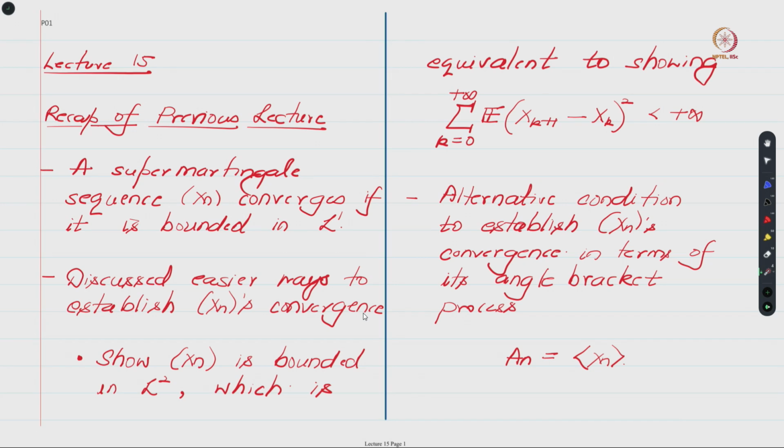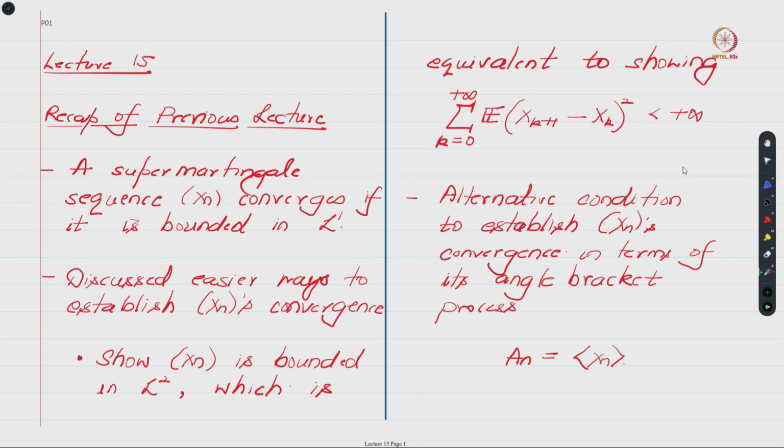One of the ways that we discussed was to show that Xn is bounded in L2 instead of L1. Showing that a sequence is bounded in L2 is equivalent to showing that the sum of the expected value of the square of the difference between successive terms, that infinite sum, is less than infinity. That is a sufficient condition to establish Xn's convergence. In fact, we will be using this in the discussion later on, right.